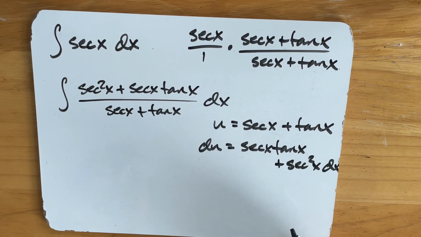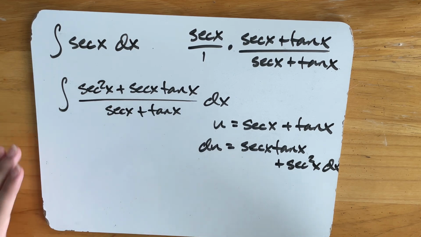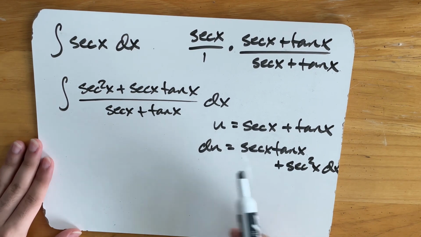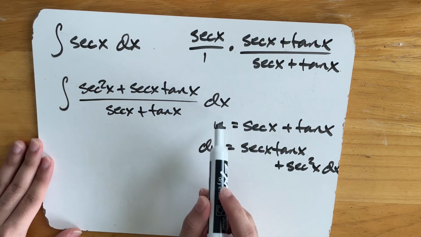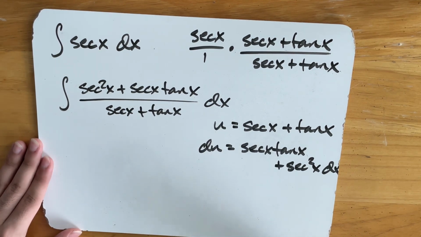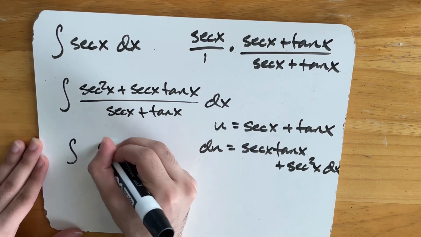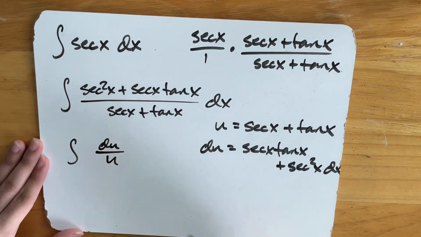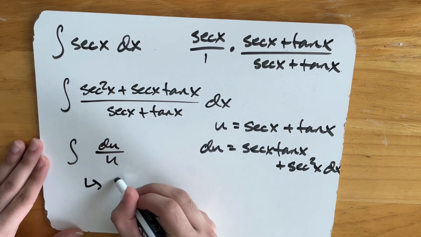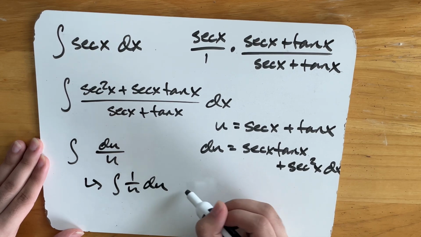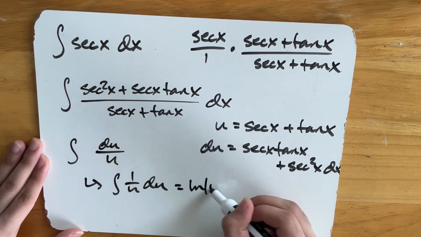So we have u, and we have du. It's a very good u substitution because we don't even need to divide both sides. We have secant squared x plus secant x tan x dx right here, so we can replace that with du. We end up with the integral of du over u, which is really just the integral of 1 over u du. We all know that's a standard integral. It's equal to the natural log of the absolute value of u.